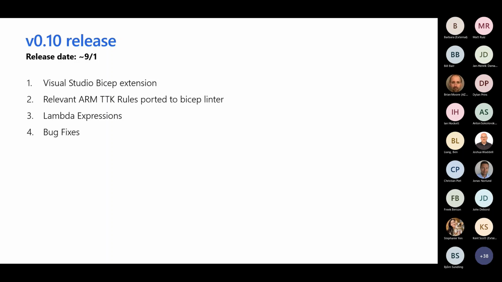Lambda expressions, this was something that Anthony demoed in the last community call. We flipped the bit and enabled this. This is now rolled out everywhere. So in the 0.10 release, you will get support for Lambda expressions, and those should work on your actual deployments. Please do give those a try and let us know if those are working or not working as expected, and then all the usual bug fixes.